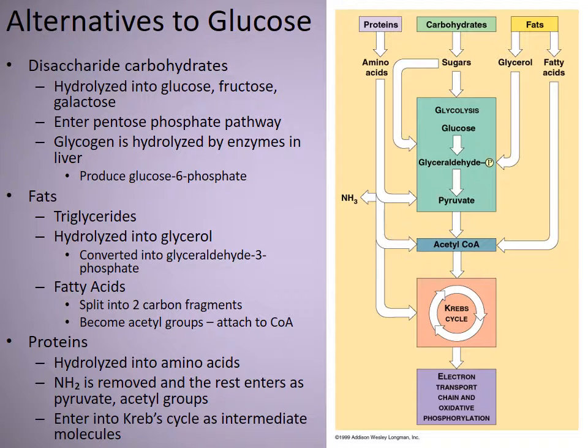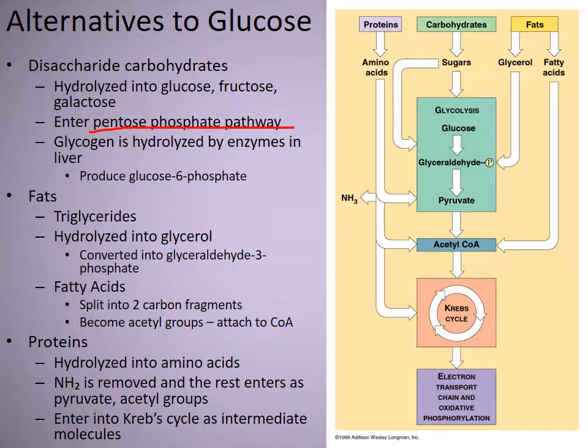Again, alternatives to glucose. This is going to be a test question. Please understand that glucose is not the only molecule that will be used to create ATP. We have a variety of molecules. Again, we took a look at them in Chapter 1, the macromolecules. And these are the examples that I'm using as alternatives to glucose. Disaccharide carbohydrates are your two monosaccharides put together. Basically what happens is they are hydrolyzed into glucose, fructose, galactose. They enter what's known as a pentose phosphate pathway.